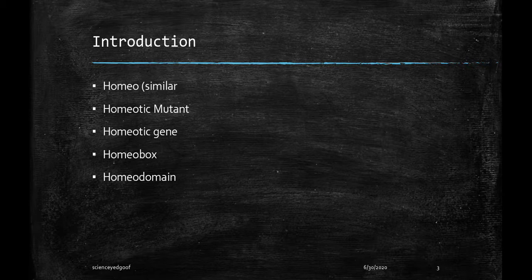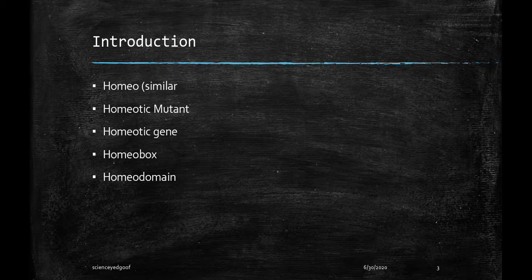So what do you mean by homeo? Homeo comes from a Greek word which means similar, and homeotic mutants are mutants in which one structure is replaced by another. For example, if the antenna of the Drosophila, the fruit fly, is replaced by a leg, then it is a homeotic mutant. And homeotic genes are very specific genes that determine the identity of a particular segment. For example, a specific body segment will have a gene which gives a phenotype. So that is a homeotic gene.